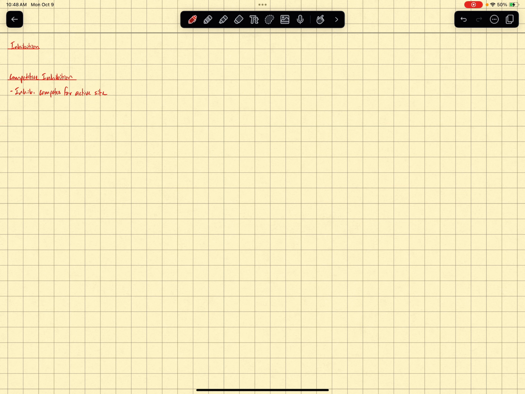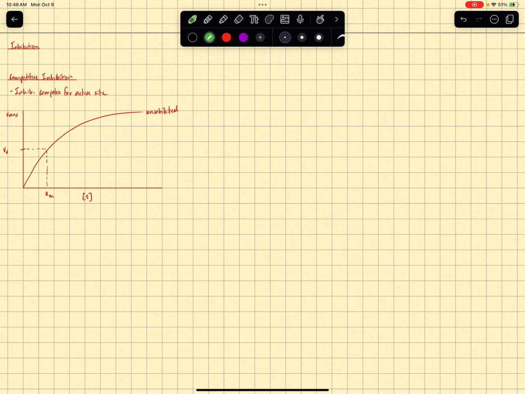Now what that looks like graphically is, here's my graph. I've got my substrate concentration here and my velocity here. Let's say that this is what my normal curve looks like, and this is my Vmax. And so if that's my Vmax, my Km is going to be somewhere over here. So we'll call this uninhibited. Now let's say we throw an inhibitor in there. What happens to this graph is it's going to look more like this.